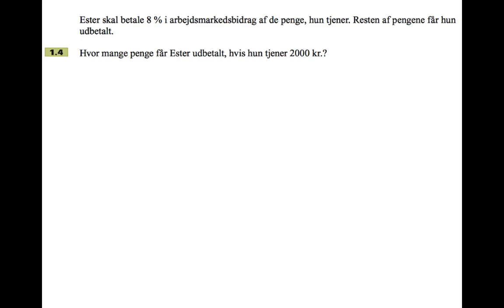Okay, question 1.4. Esther has to pay 8% in deductions from the money she earns. The rest of the money she gets paid out. So how much money does Esther get paid if she earns 2,000? So she earns 2,000, but she loses 8% of that in deductions. So she only gets 92%, 92 hundredths of 2,000.